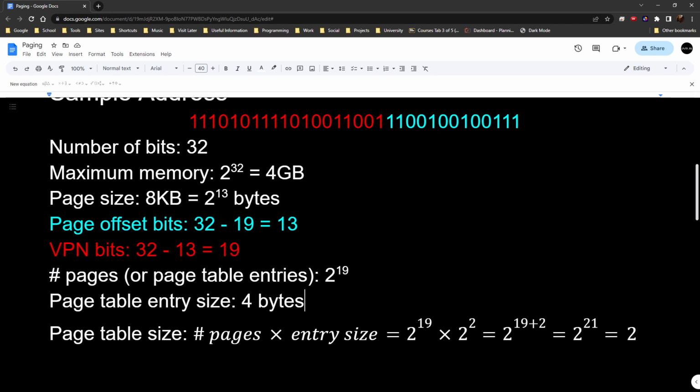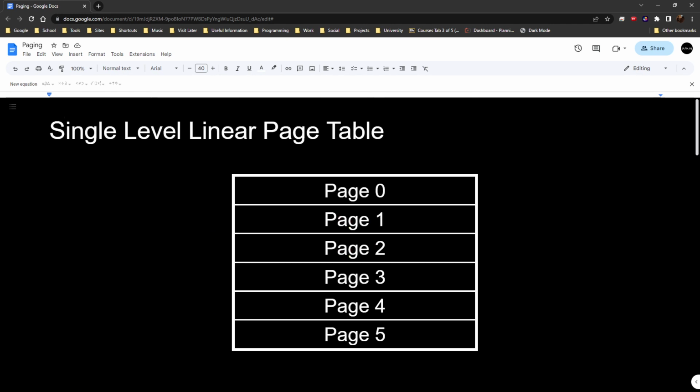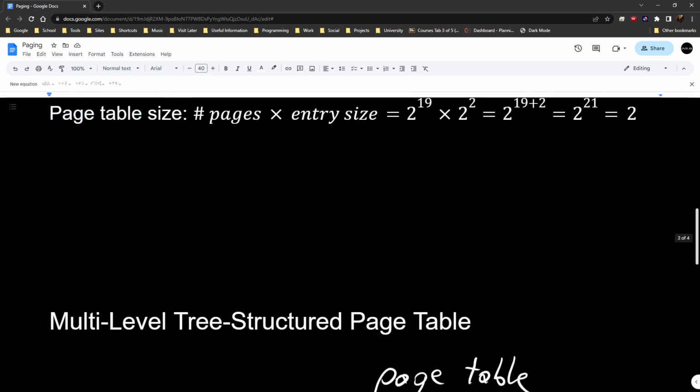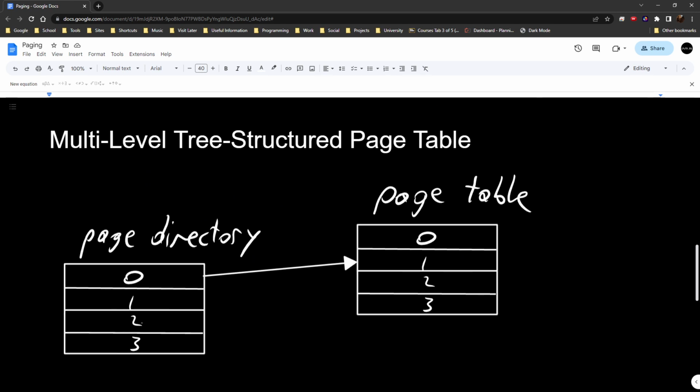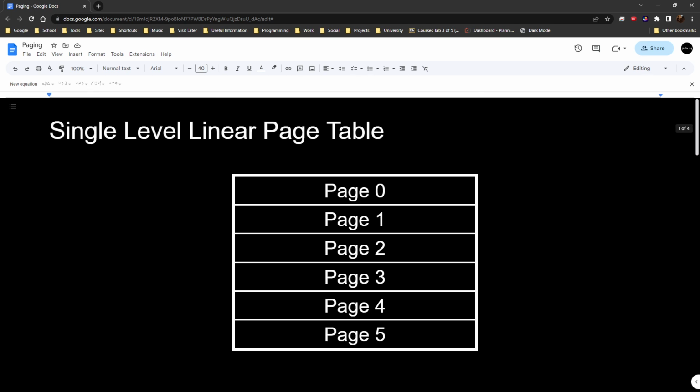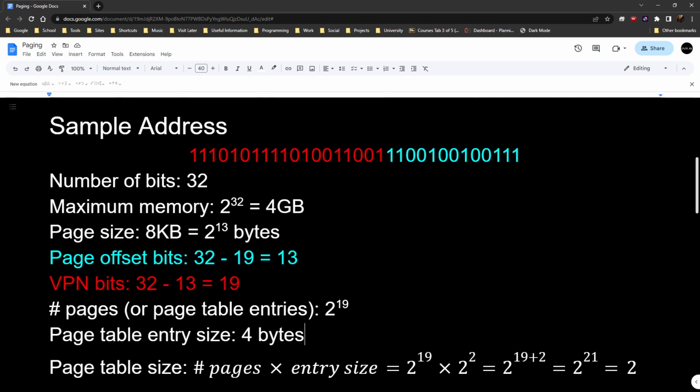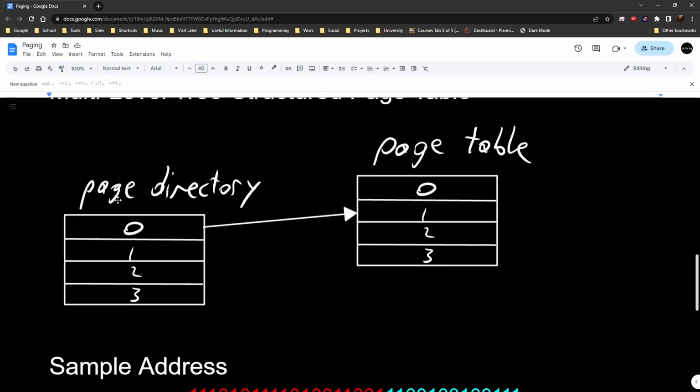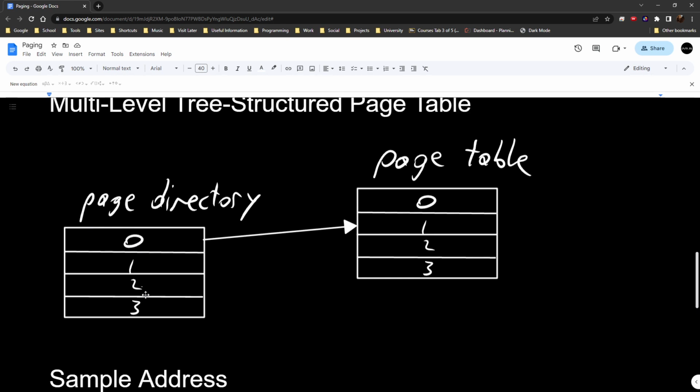It's also worth noting that so far I've been describing single level linear page tables, but some operating systems will do a multi-level page table, which looks something like this. A multi-level tree structured page table. In this case, it looks like 2 levels. So instead of dividing your memory like this, where you have all of your memory and you're dividing it into pages of memory, instead you're going to divide all of your memory into pages of page tables. So each page basically has its own page table.